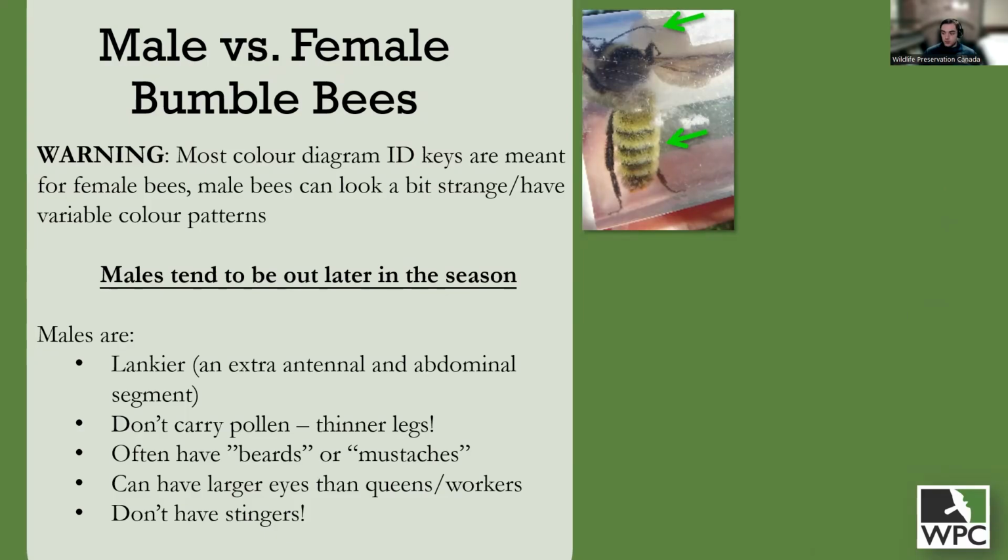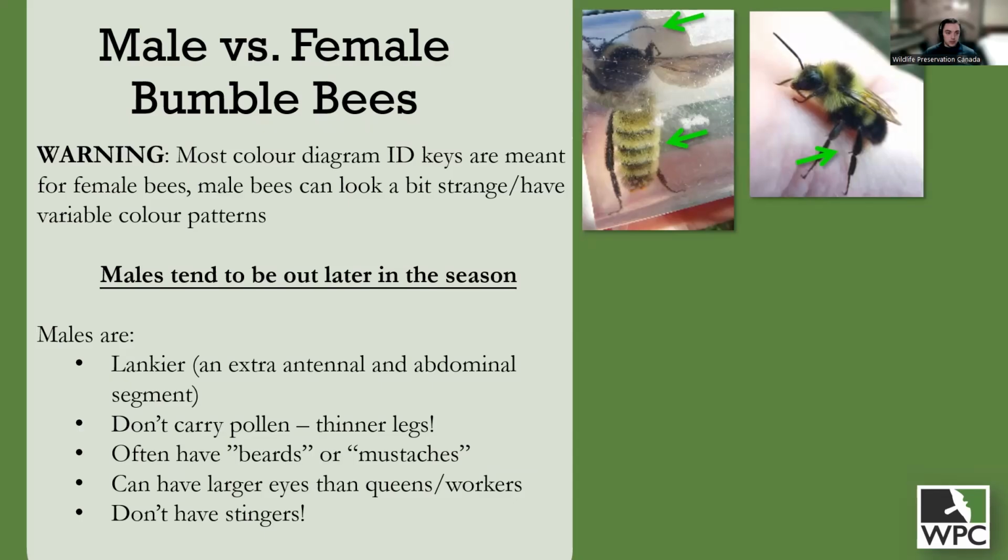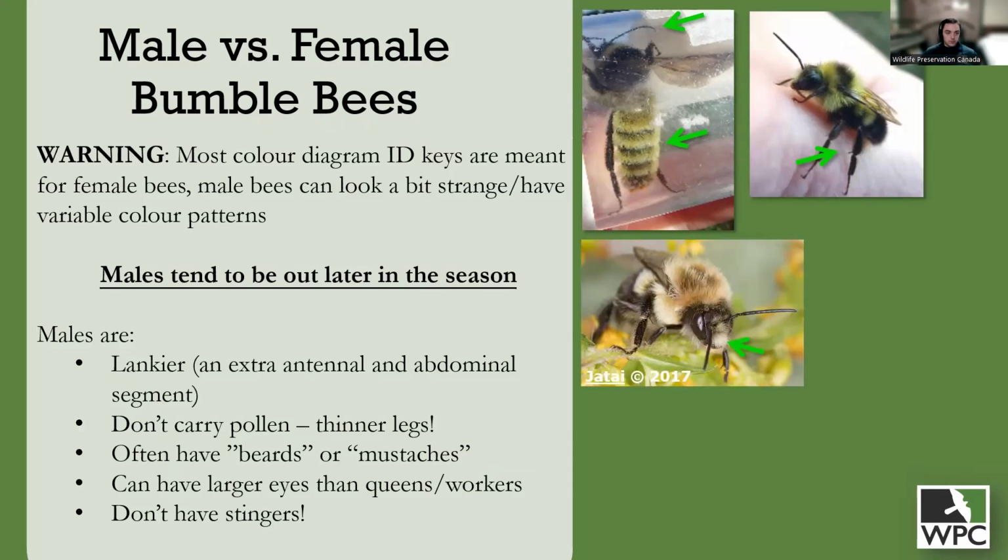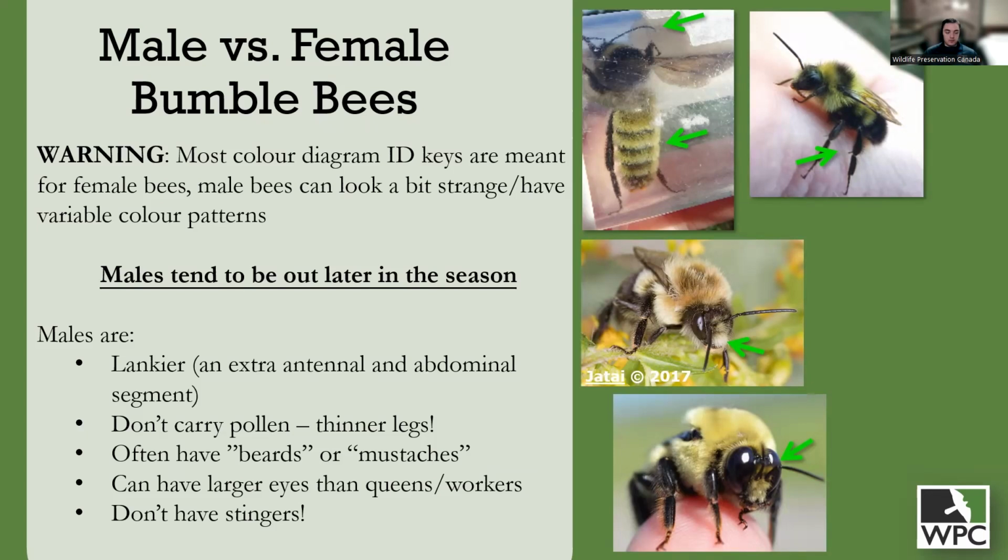Some other characteristics include the overall hairiness of males. So males are pretty shaggy. They have longer hair, and oftentimes, depending on the species, most species have an abundance of yellow hairs on their face, giving them these little beards or mustaches. In some species, the males can have enlarged eyes compared to their female counterparts, and this has to do with the different mating strategies of different bumblebees.